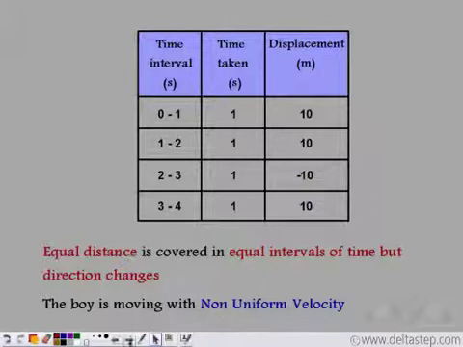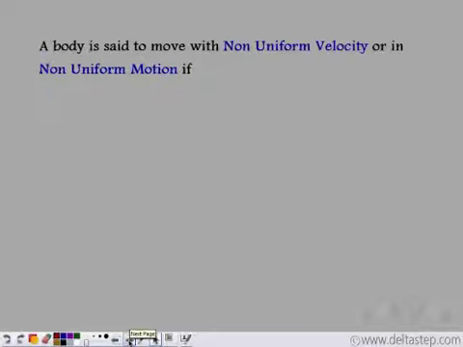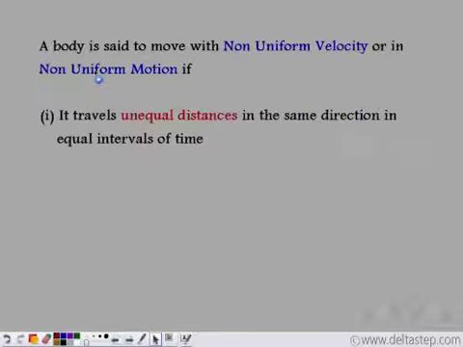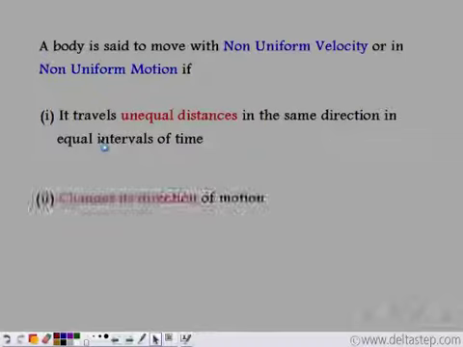So when is a body said to be in non-uniform motion? Well, a body is said to be in non-uniform motion, or it is said to be traveling with non-uniform velocity, if it travels unequal distances in the same direction in equal intervals of time. That is, the magnitude of displacement changes, but the direction does not change. Or it changes its direction of motion, or both. So what have we learned?